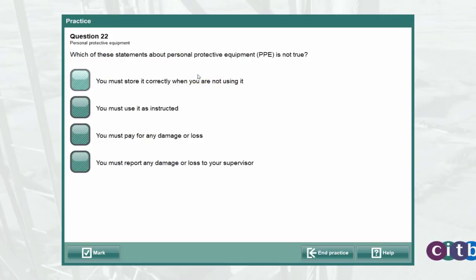Which of these statements about personal protective equipment, PPE, is not true? You must store it correctly when you are not using it. You must use it as instructed. You must pay for any damage or loss. You must report any damage or loss to your supervisor.